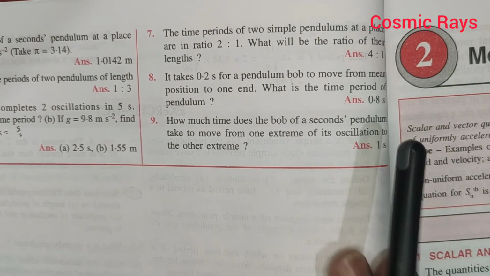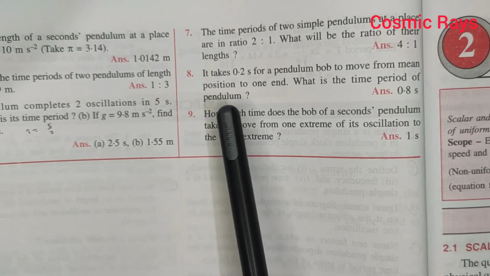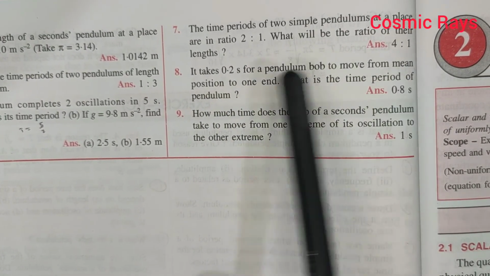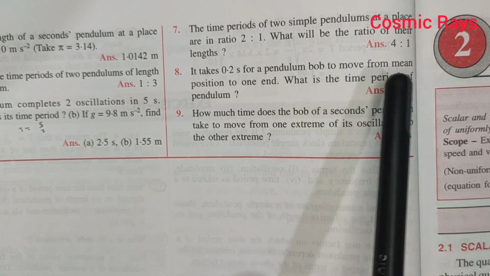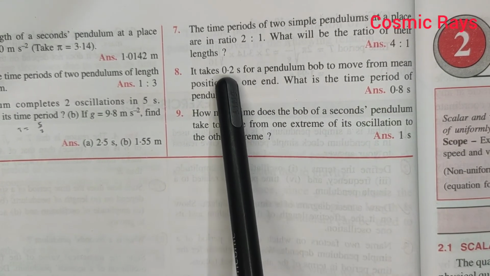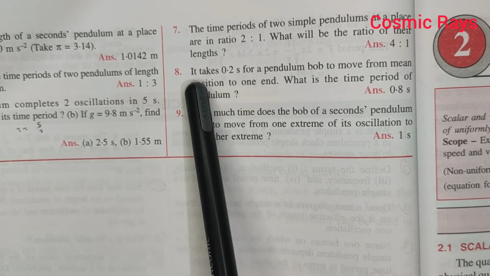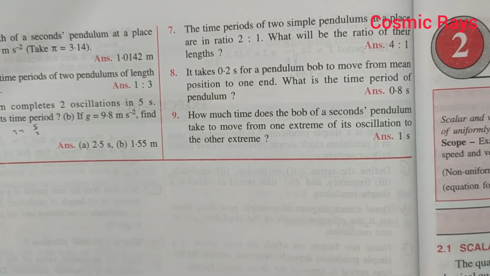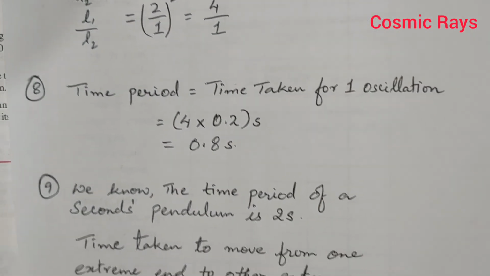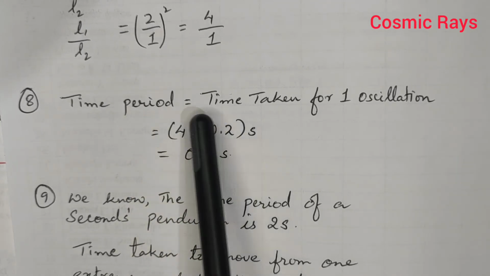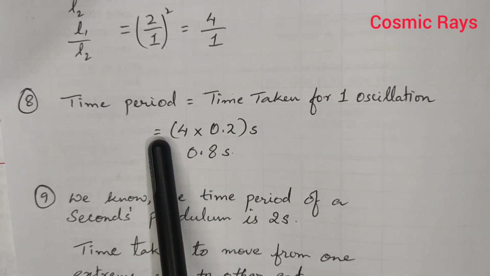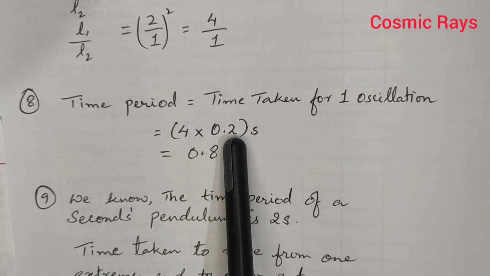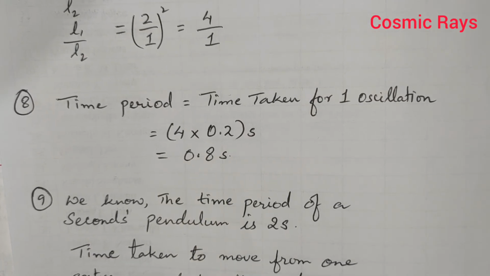Now the next question, question number 8, says it takes 0.2 seconds for a pendulum bob to move from the mean position to one end. What is the time period of the pendulum? Mean position to one end is one amplitude, and there are 4 amplitudes in one complete oscillation. So time period is equal to the time taken for one oscillation, and in one oscillation we have 4 amplitudes, so 4 into 0.2, that is 0.8 seconds.